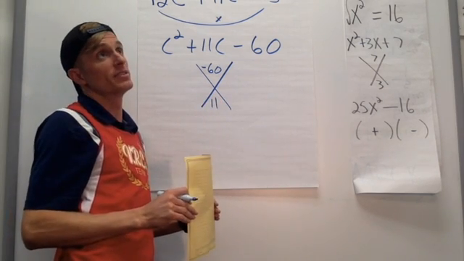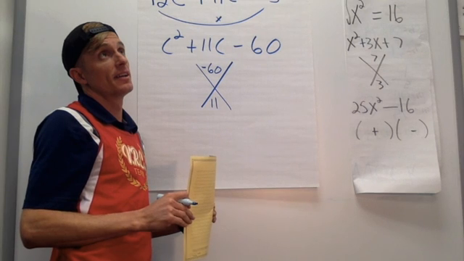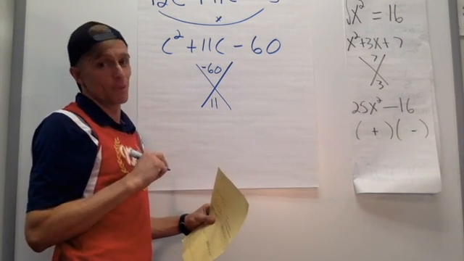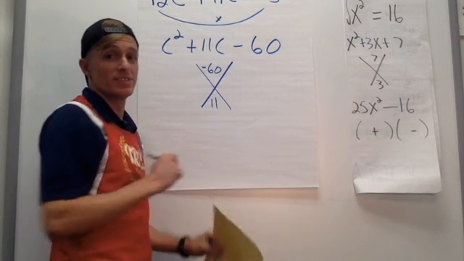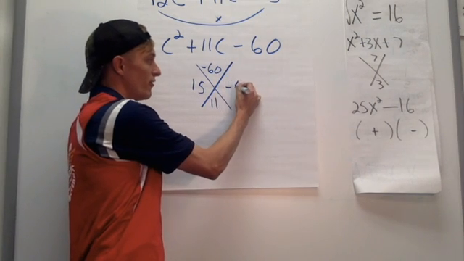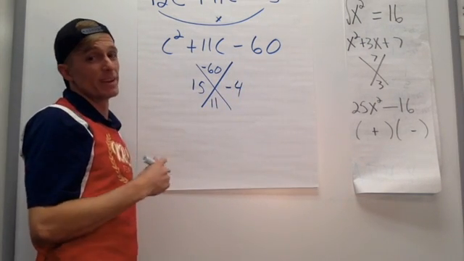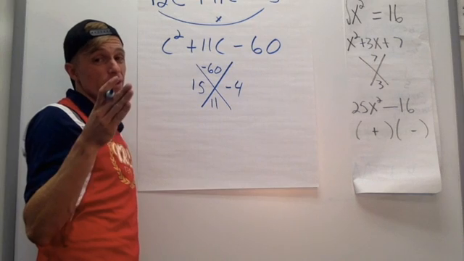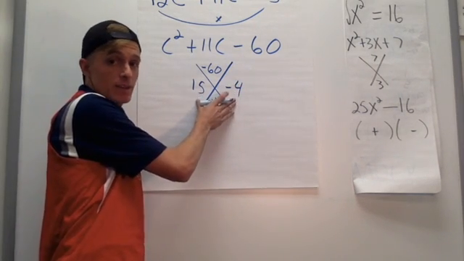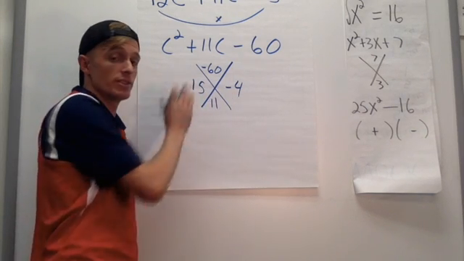I need to think about this. Not 6 and 10, 15 and 4. So what it is, it's a positive 15 and a negative 4. Some of you may not have gotten that. Go ahead and pause the video again and now finish the problem from here. So if you didn't get it, pause the video again and finish it from here.